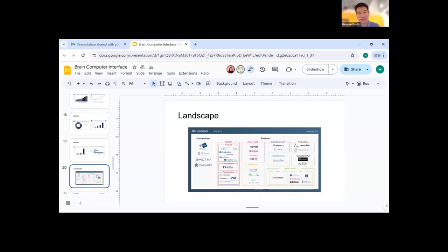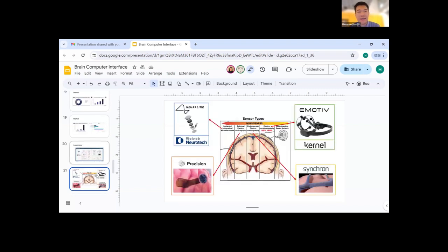And for the landscape, as you can see, there are a lot of different companies with different applications, and this is only a small part of them. And the products of different companies have different ways of signal acquisition, and different ways have different invasiveness. So here are some representative companies.